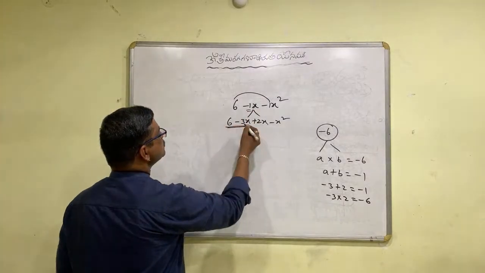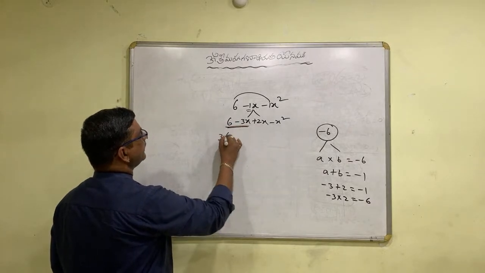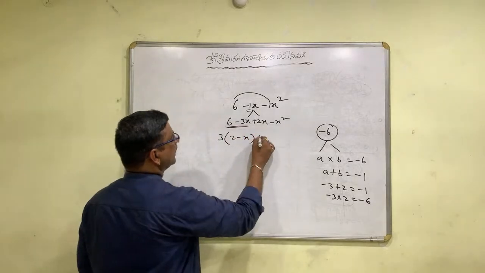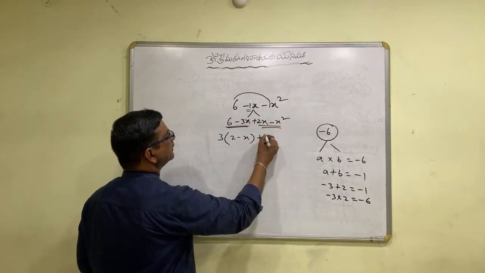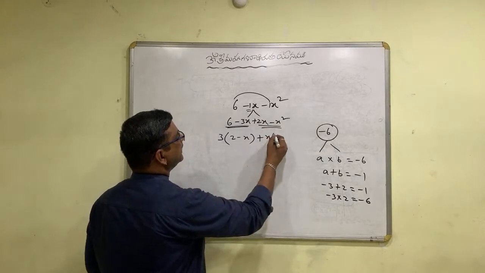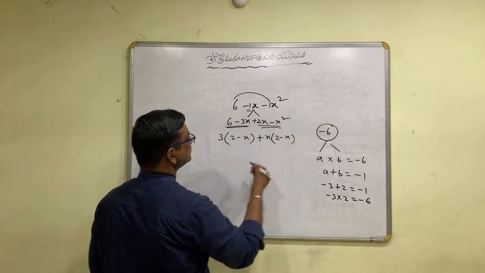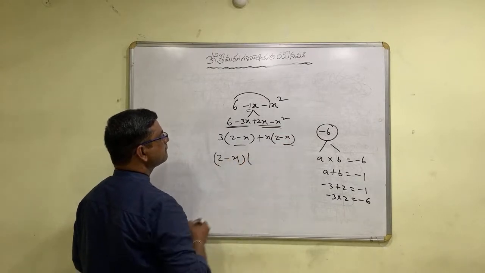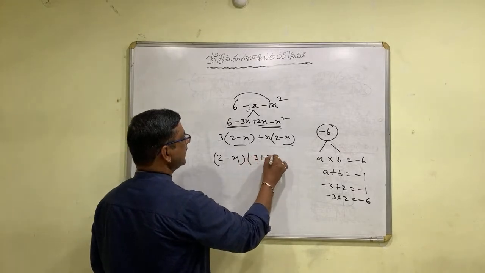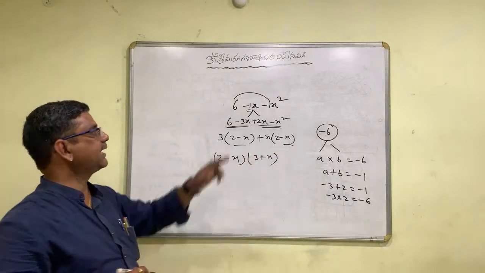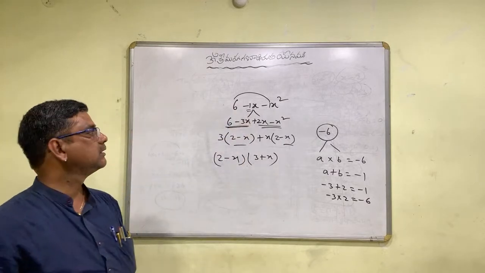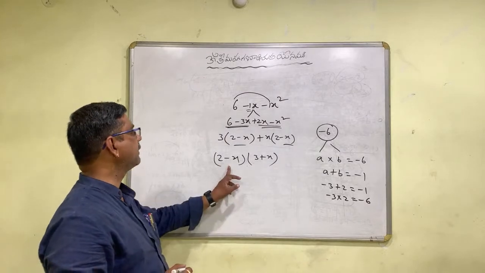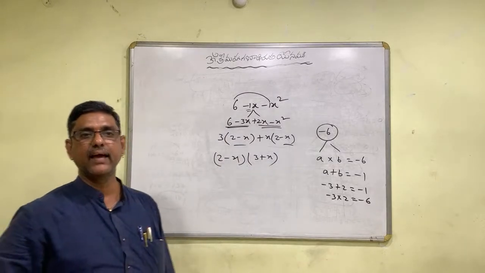Now, from these two, what can we take common? 3. So remaining is 2 minus x. And from these two, what can we take common? x. Remaining is 2 minus x. So if I take 2 minus x common again, 3 plus x. So 6 minus x minus x square is 2 minus x into 3 plus x.